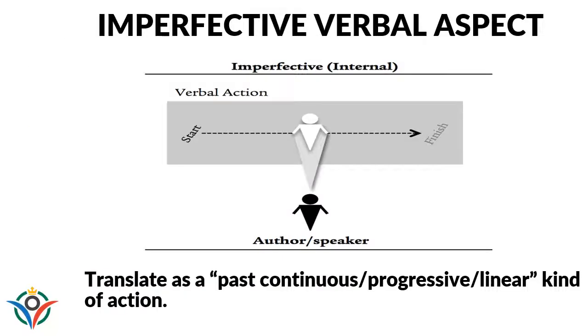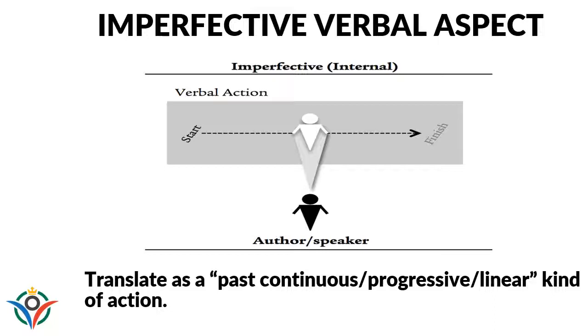So the question that we have to now answer is, how do we translate the imperfect tense forms? So the imperfect tense form falls within the umbrella of the imperfective verbal aspect. And verbal aspect is the author's subjective perspective or viewpoint from which they communicate a given action.